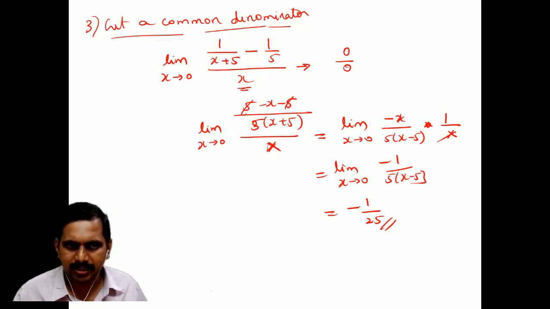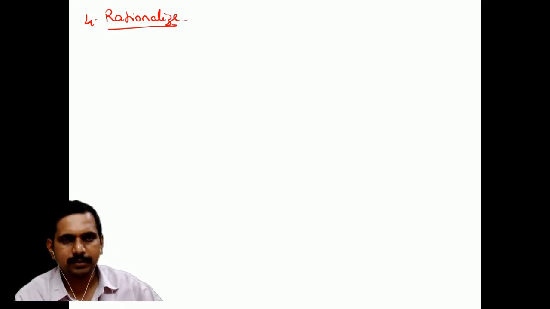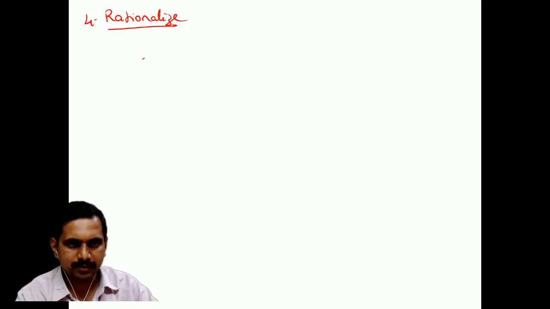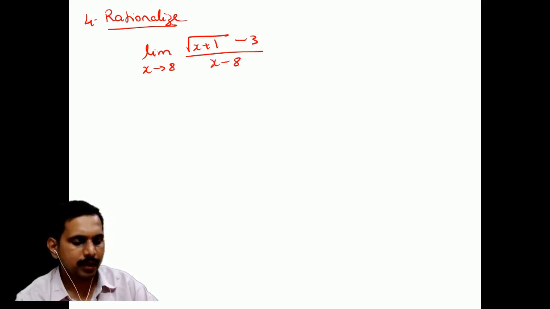Another problem is rationalization. Fourth step is to rationalize. Sometimes there is a possibility that you may not get the answer, so you have to go with rationalization. For example, if you have limit x tending to 8 of square root of x plus 1 minus 3 divided by x minus 8 is the problem. Now how will you solve this? You have to rationalize. What is rationalization? You get the conjugate of this.